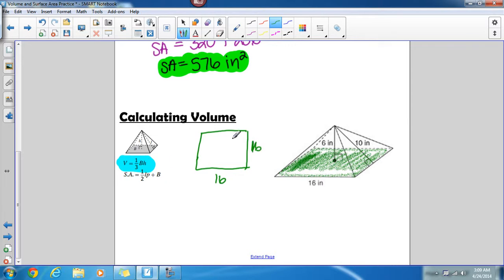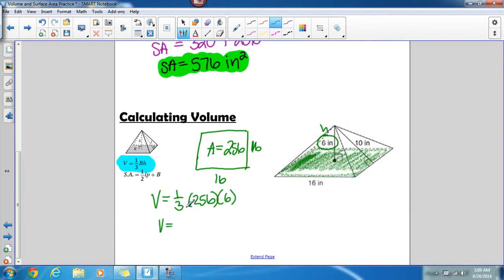Big B means area of the base, so I need the area of this, which we just found, which was 256. So now we're doing volume equals 1/3 times 256 times the height. Now look at where the height is. It's inside. It's not outside. So which number do we use, 6 or 10? That's right. We're going to use the 6. That's our height. Times 6.